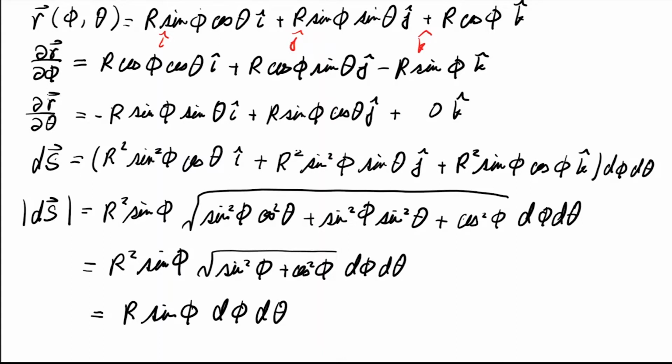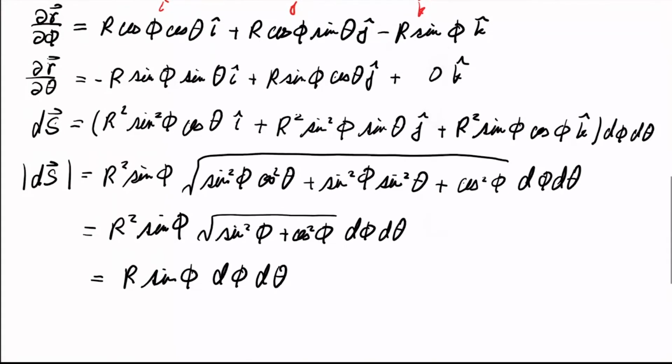And what do you know? This is your dS in spherical coordinates now, isn't it? Right. Remember your dV? What? Oh, an r squared. Of course, r squared. Right.